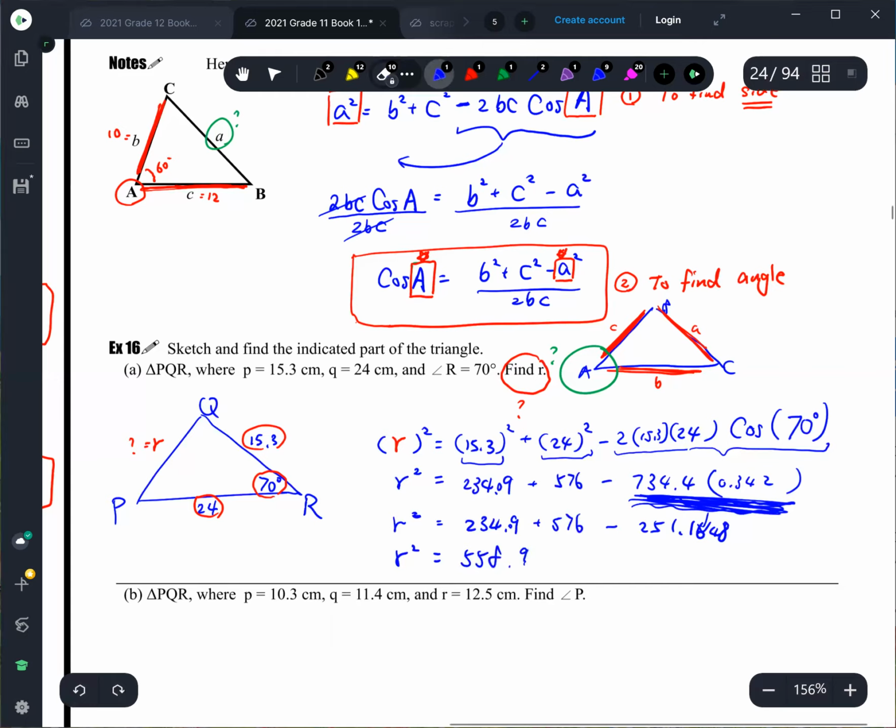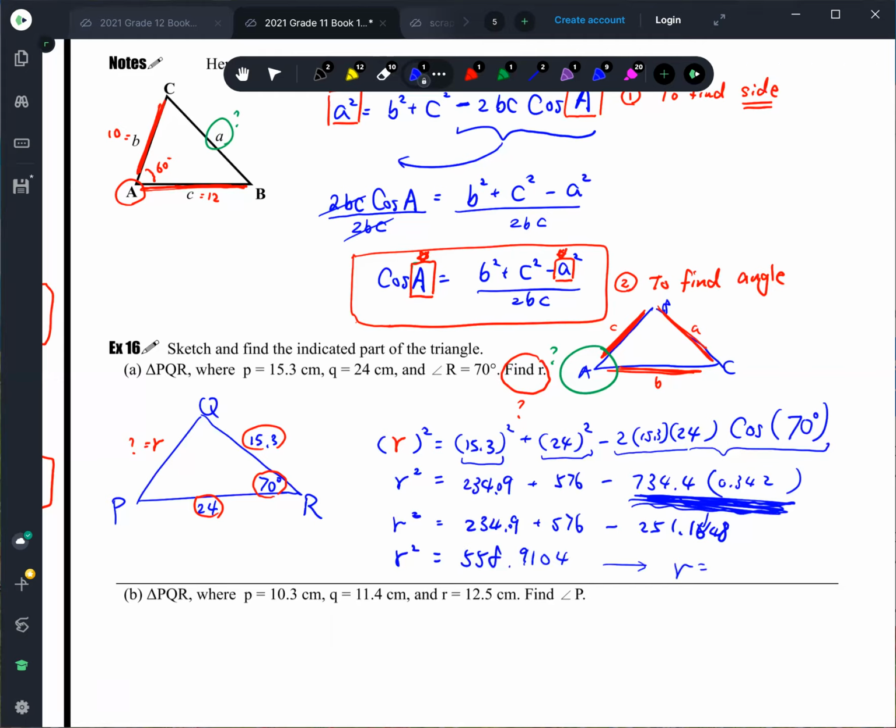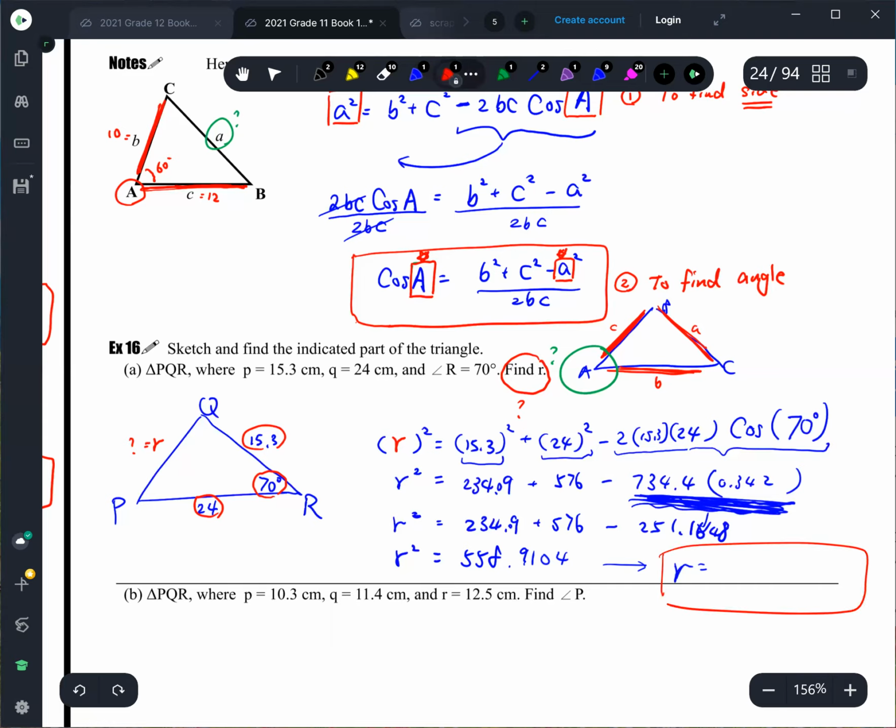Yes, good idea to get a calculator that helps instead of dragging you, right? Okay, 910. If you get one more, it will be 4. And then finally, we need to square root it, right? So R will be, if you square root that, Tony, what's the final answer after you square root? I haven't gotten to that part yet. Or you can help us type it in first. What's the square root of that?